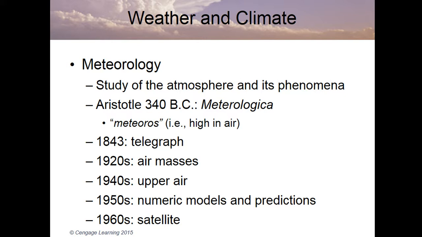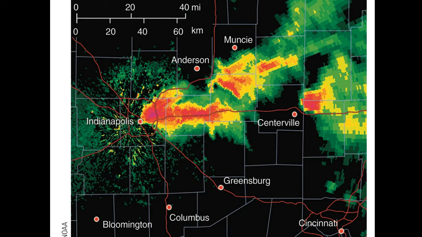And then, of course, in the 60s, once the space program began and we started launching things in orbit around the Earth, we quickly discovered that satellites were a great tool to make observations of the atmosphere and all of the weather-related phenomena.